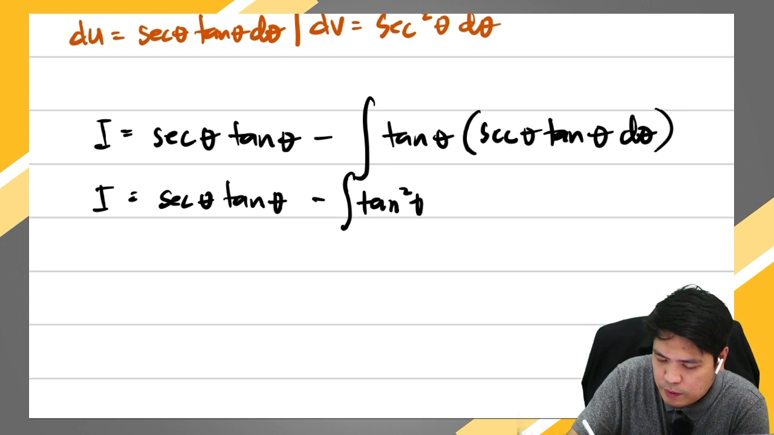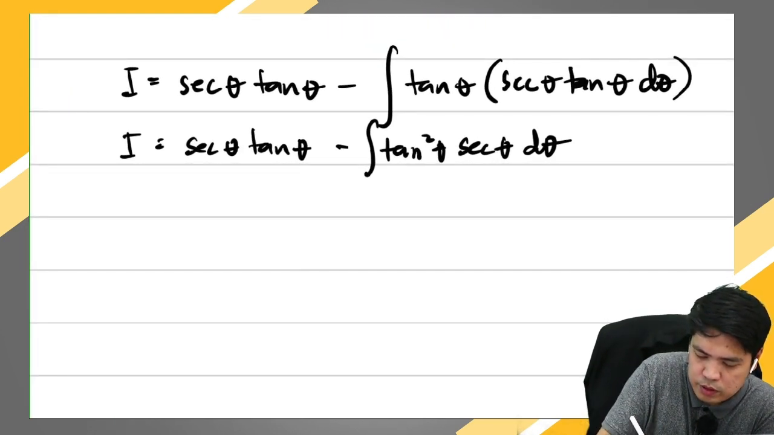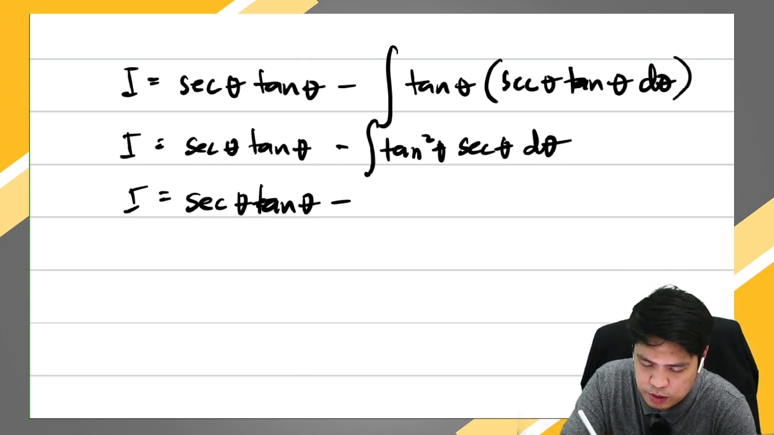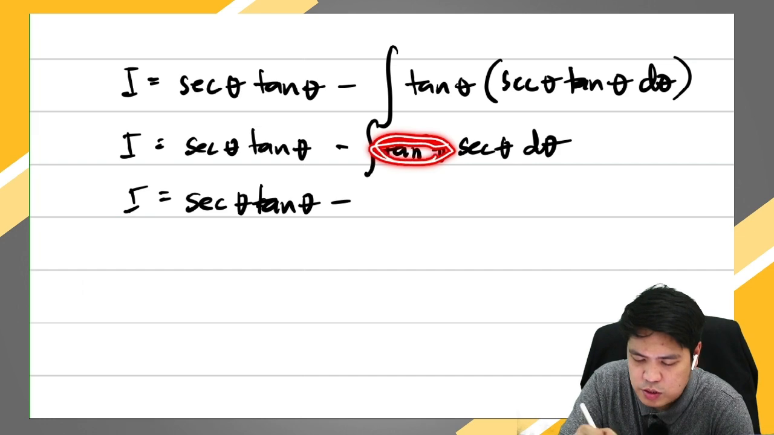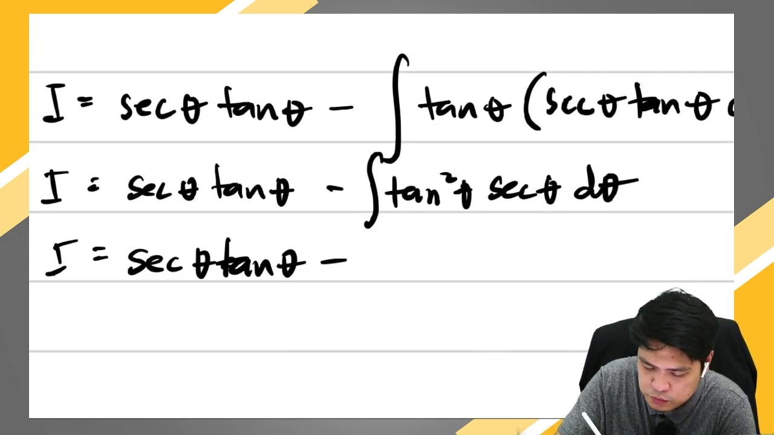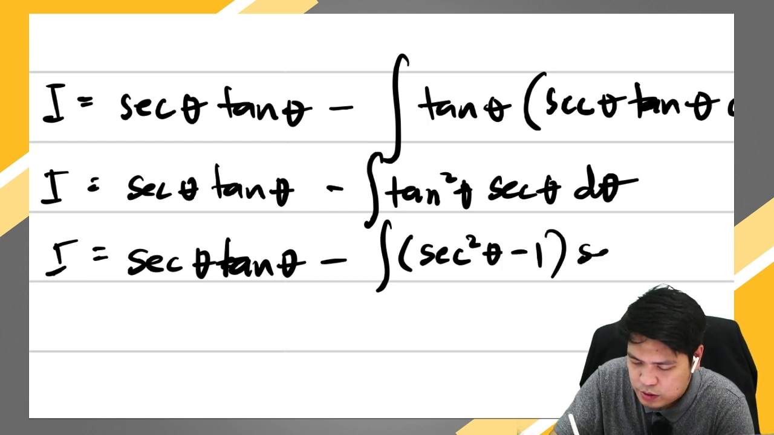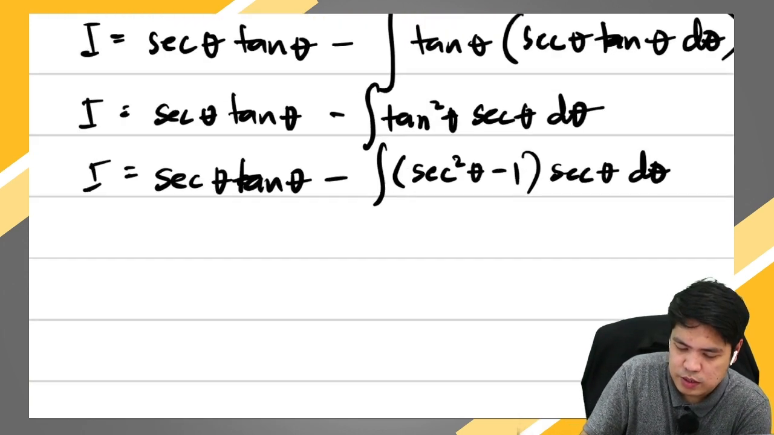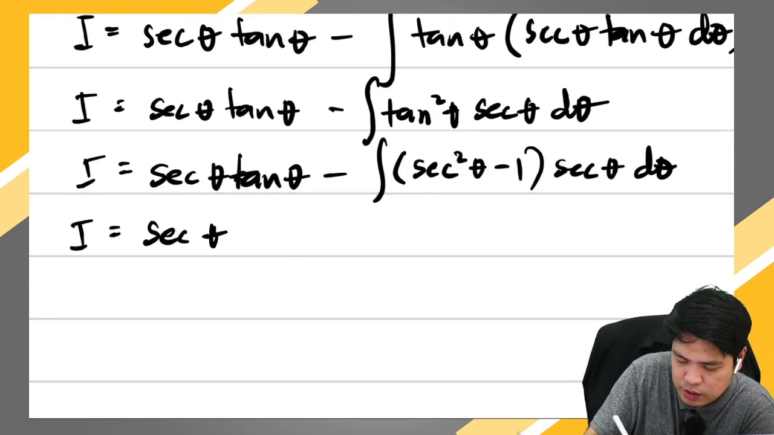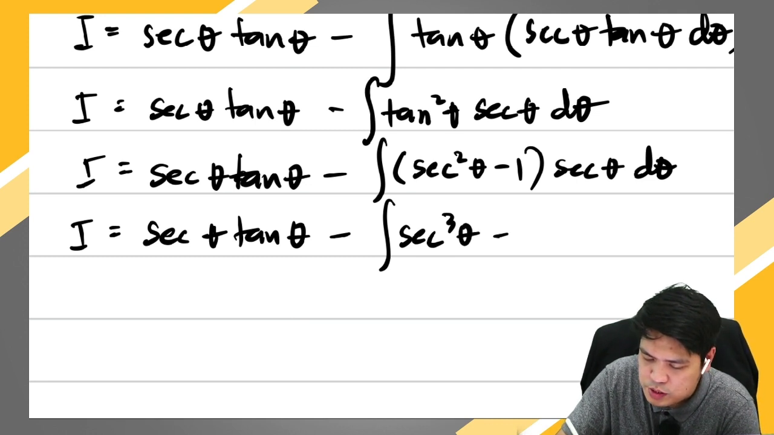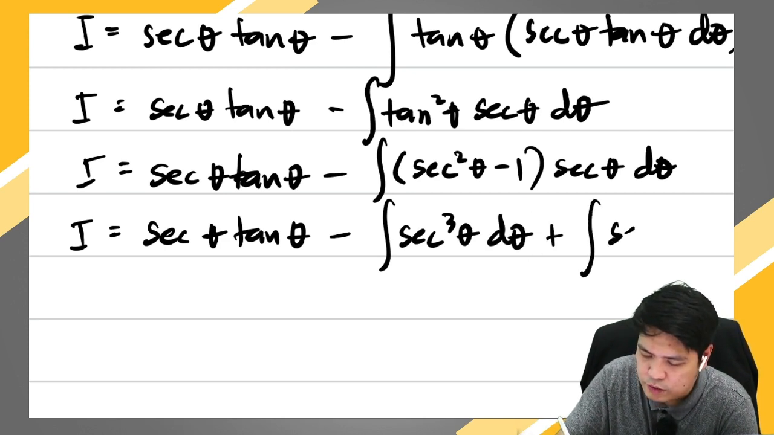Okay, so how do we solve this? We can use a transformation again for tangent squared theta. By transformation, tangent squared theta becomes secant squared theta minus 1, times secant theta d theta. So we'll have I equal to secant theta tangent theta minus the integral of secant cubed theta d theta plus the integral of secant theta d theta.